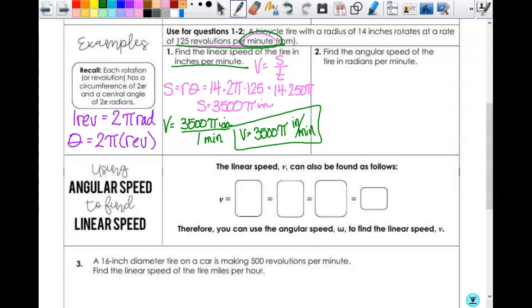Okay, everybody good so far? So now I'm going to find the angular speed. So omega equals theta over t. So remember, theta is equal to 2 pi times the number of revolutions, which is 125. So theta is 250 pi.